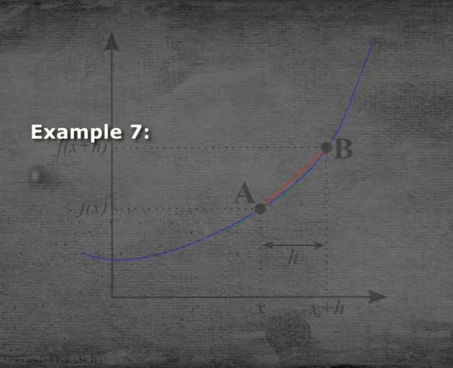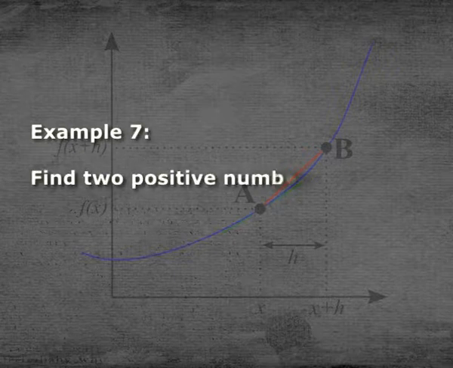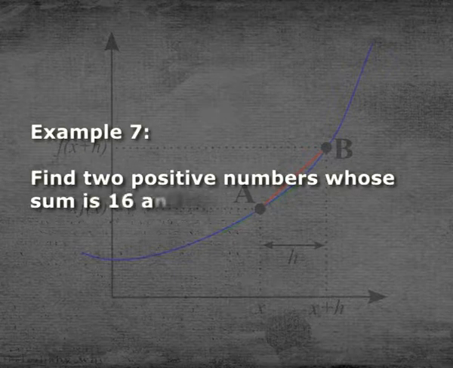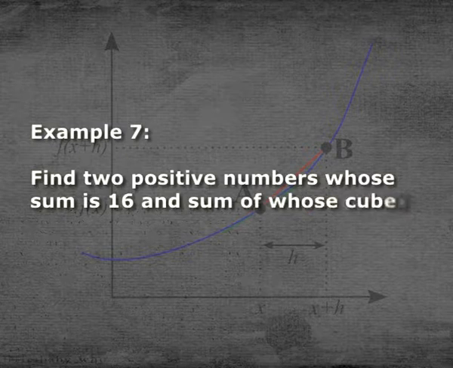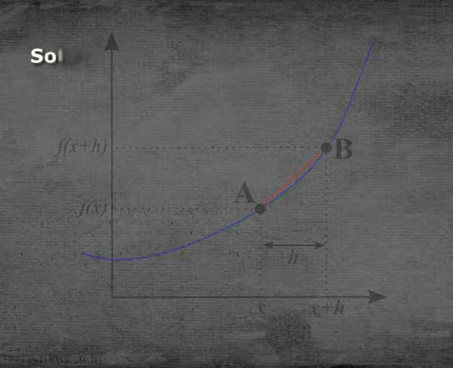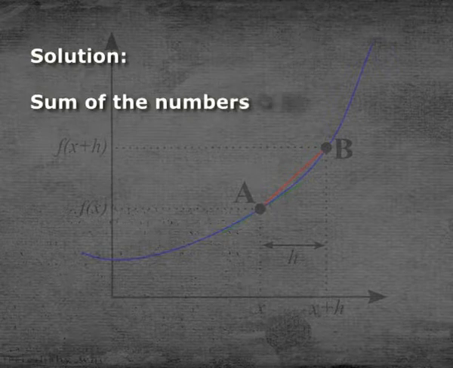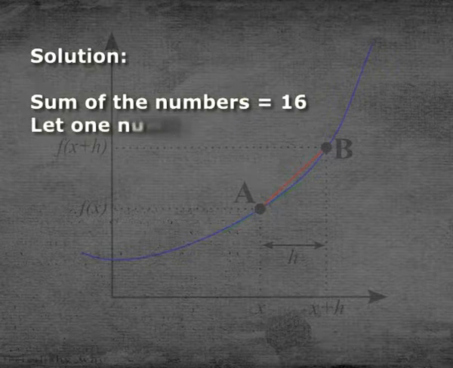Now let's come to the next example, example number 7. Find two positive numbers whose sum is 16 and the sum of whose cubes is minimum. Now let's see the solution to this. The sum of the numbers is equal to 16. Let one number be x. Therefore, the other number will be 16 minus x.